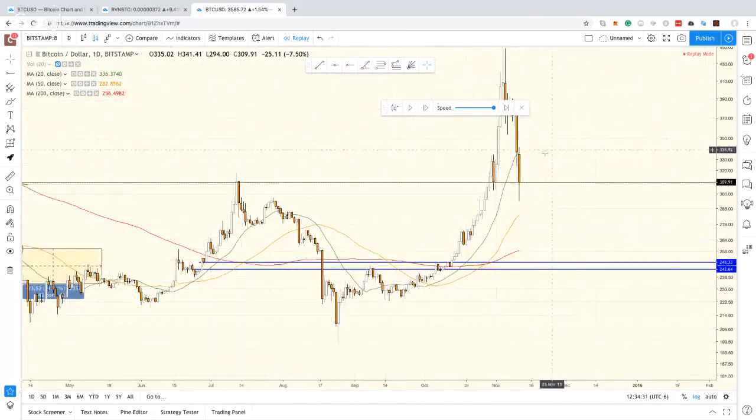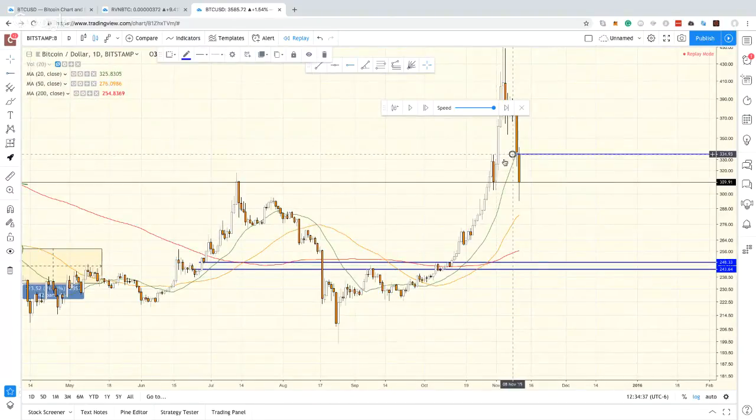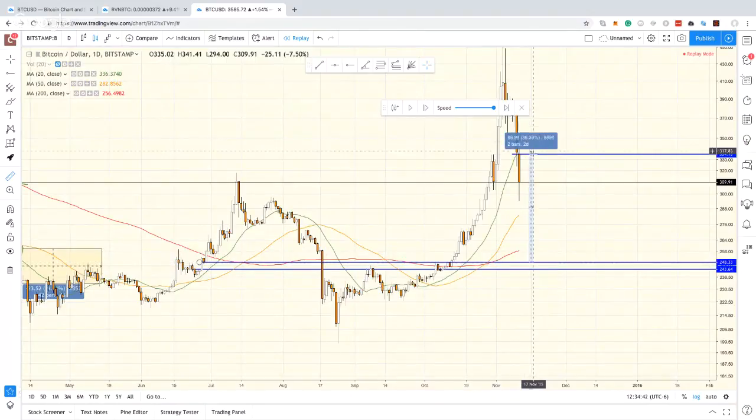You want to sell some here because now you think that the 20 MA is going to be acting as resistance. So you're just getting rid of some. You just made 35%.